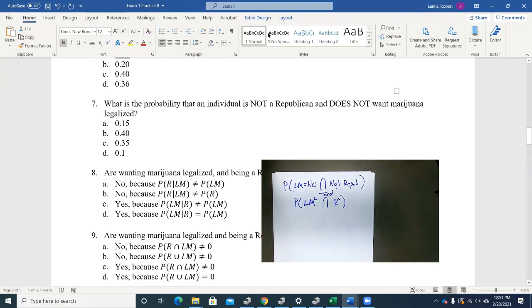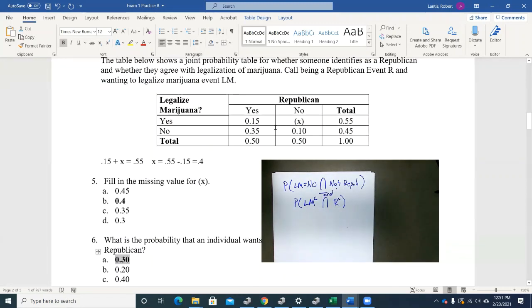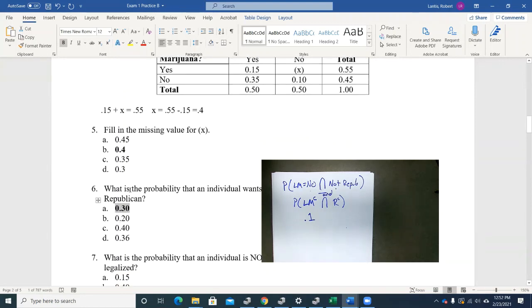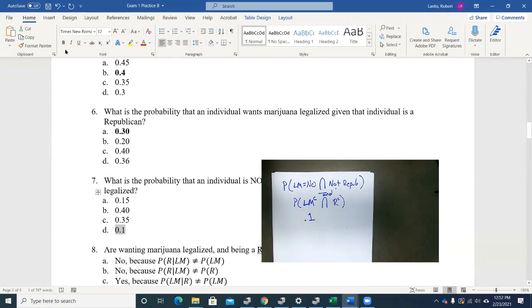So if we go up here, it should be pretty easy because remember, these top 4 left cells all represent intersections, right? So if I want the probability that no, they don't want marijuana legalized and they are not a Republican, that's simply identifying that one cell. So here, there's no real work to be done other than looking that up on the table. Generally, I probably would have put that problem a little bit higher, because it's a little bit easier than finding that conditional probability. But all we had to do on that one, once we realize it's an intersection, it's just going to be one of those top 4 left cells. Okay.